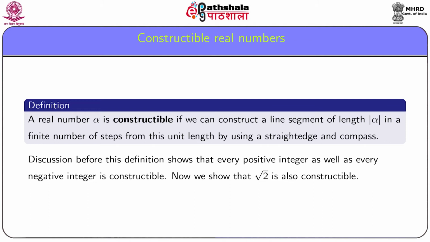Discussion before this definition shows that every positive integer as well as every negative integer is constructible. Now we give some examples of real numbers which are not integers, still are constructible. First, we show that root 2, though it is not even a rational number, is still constructible.